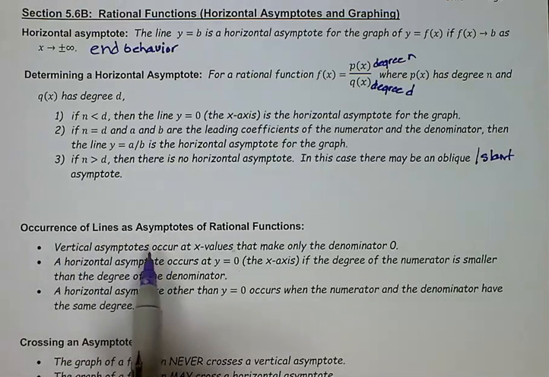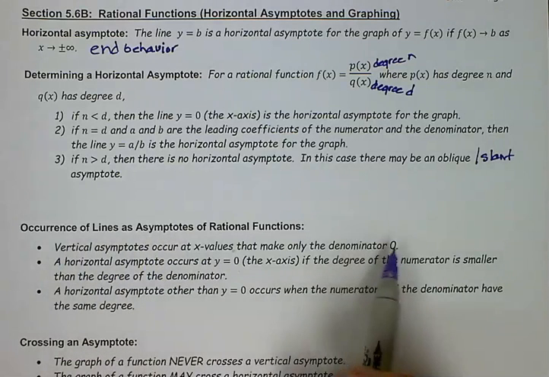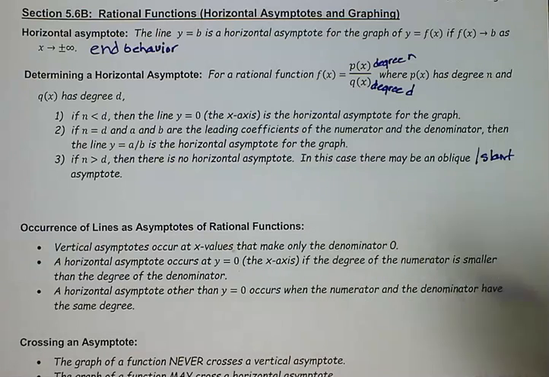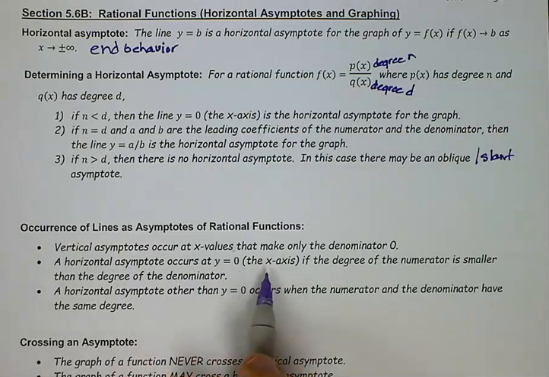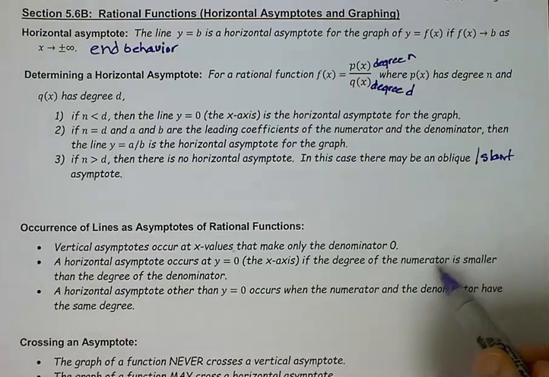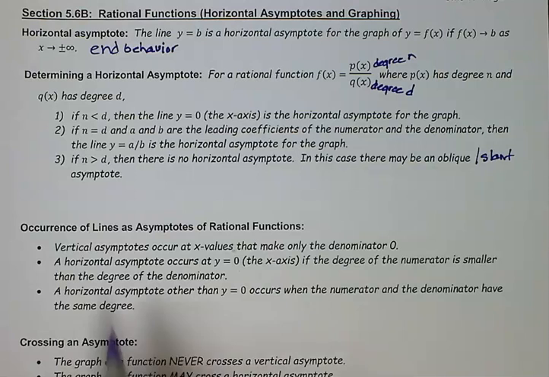Some important points about asymptotes. Vertical asymptotes only happen at x values that make the denominator 0, and it can only make the denominator 0. We saw that if it makes the numerator 0, then we have a hole there instead of a vertical asymptote. Horizontal asymptotes are either at y equals 0, which is the x-axis, and that's if the degree of the polynomial on top is smaller than the one on the bottom, or they might be at another value, and that's when the numerator and denominator have the same degree.